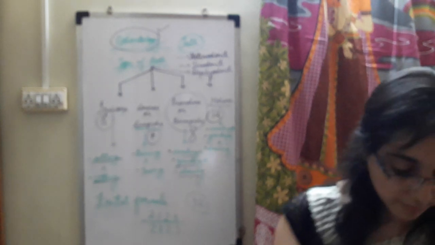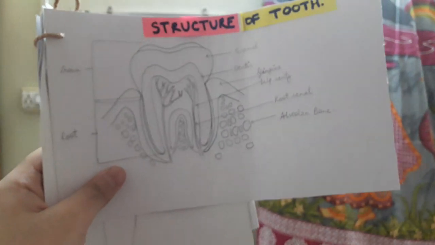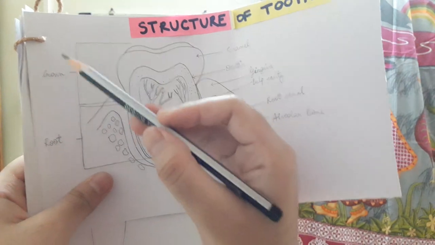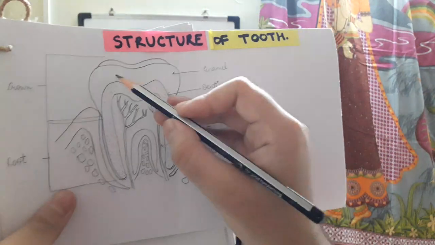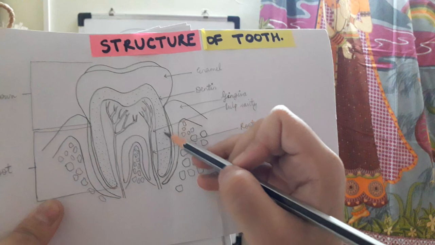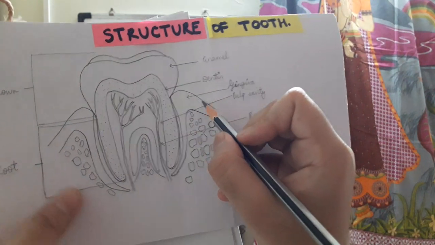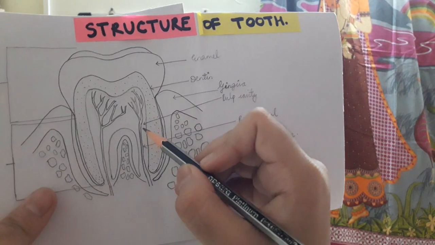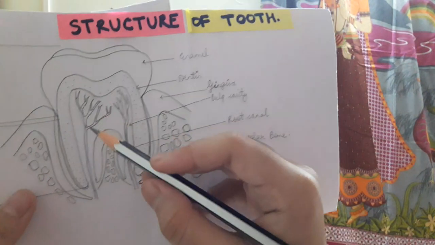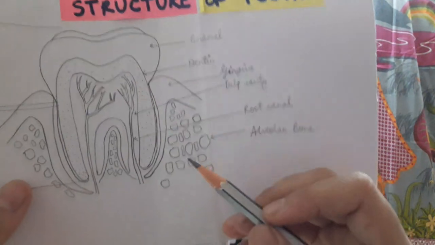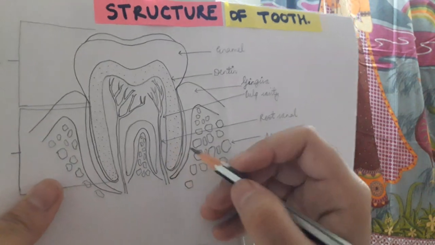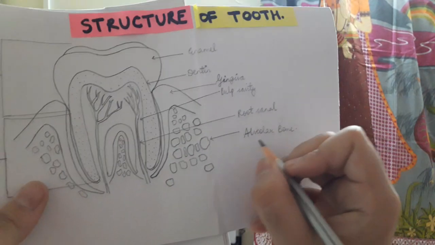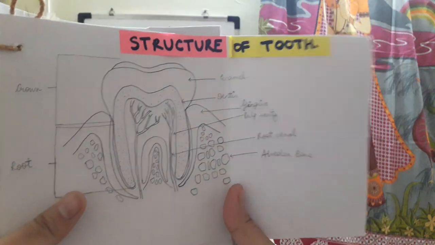Okay, so lastly we will come to the structure of a tooth. Crown is there first, and the root. You can see that this is known as the enamel. Then you have this as dentine. Then this is the gum. Gum is also known as gingiva. This is a pulp cavity where all the nerves and blood vessels are present. Then this is a root canal. This is a bone. The bone specifically is known as alveolar bone. This is the structure of a tooth.